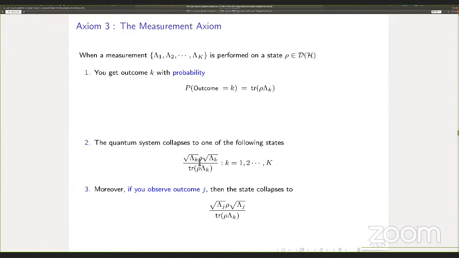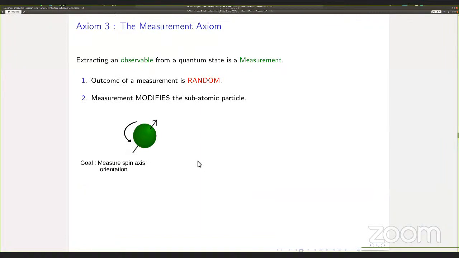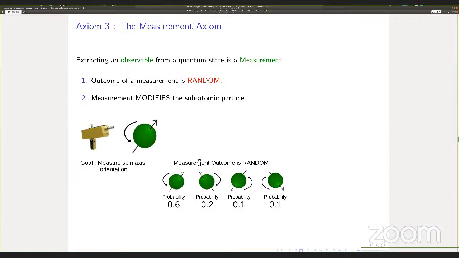Now let's see what this implies for our quantum learning problem. I'm again going to cartoonize this whole thing. You have a particle, you've oriented the axis of the spin, you make a measurement. When you make the measurement, your outcome is random. With probability 0.6, it says it's oriented that way. With probability 0.2, your outcome says no, it's oriented to the left. With probability 0.1, it's oriented this way, and so on. And furthermore, the act of measurement itself changes the particle.